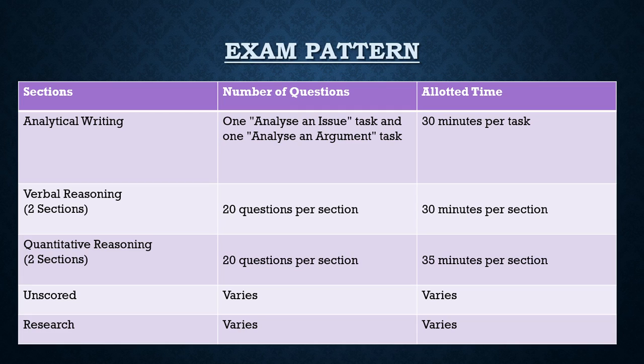So coming to the exam pattern, you will have the analytical writing and you will have 30 minutes per task, and in verbal reasoning you will have 30 minutes and 20 questions per section. Quantitative reasoning is the same, 20 questions, and you have 35 minutes per section. You have two sections of quantitative reasoning, and you have one unscored section and a research section, and the number of questions and the allotted time varies with these two.